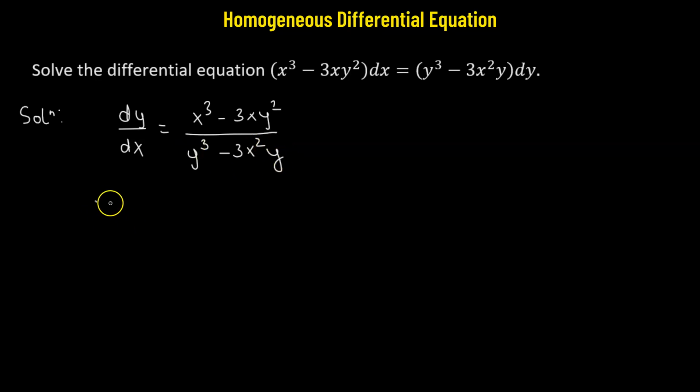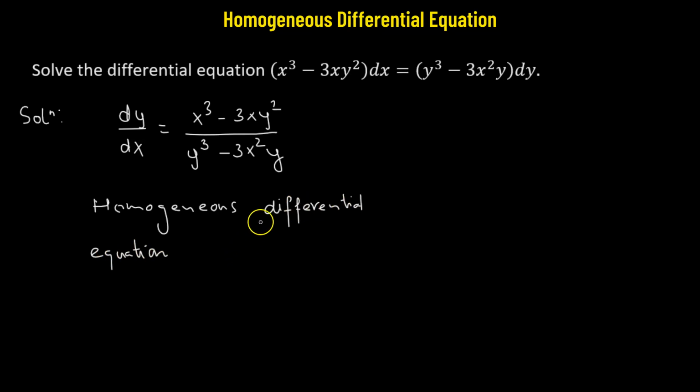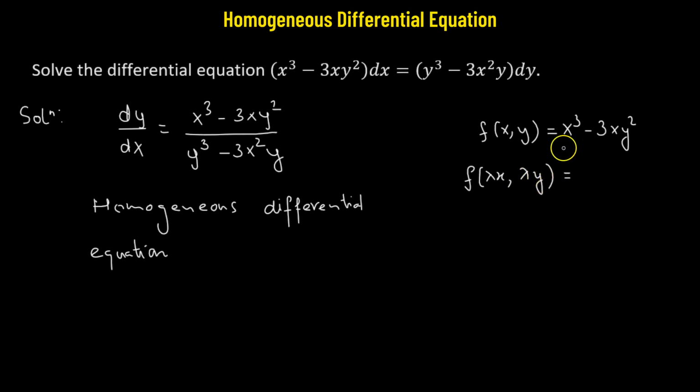Now this is a homogeneous differential equation. The reason behind this is, if we consider the expression in the numerator, let's say this is denoted by f, a function of x comma y. If we substitute x with lambda x and y with lambda y, what do we see? We obtain lambda cubed times f of x comma y.